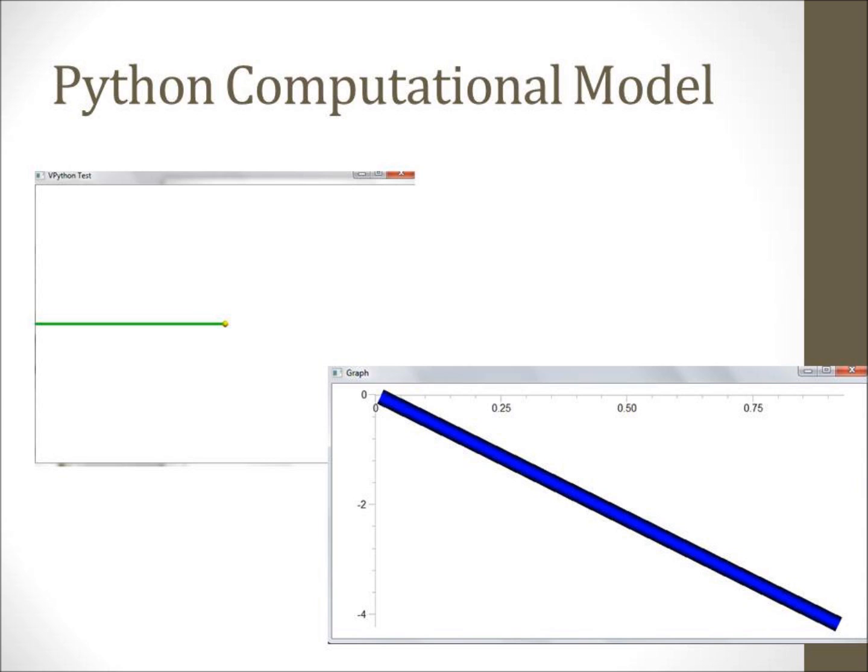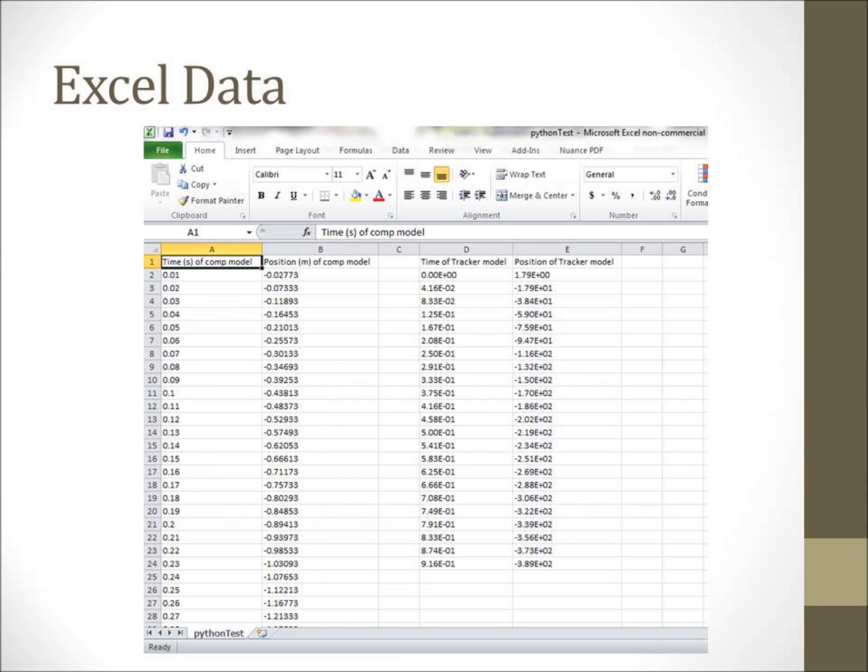The picture on the left shows the can traveling in the negative x direction, and the picture on the right shows the position versus time graph of the can's motion. As you can see, the slope is linear, showing constant velocity. Afterwards, I plotted both the data from the computational model along with the data from Tracker to create a graph and compare both the predicted and experimental model.